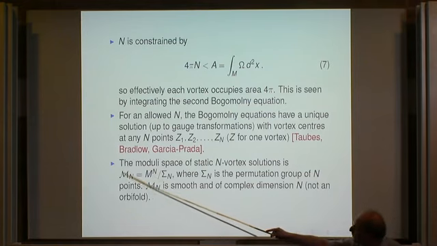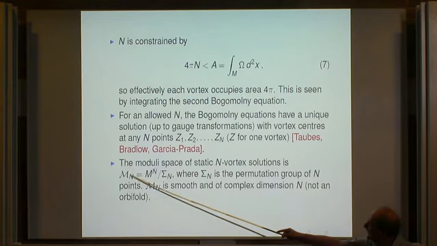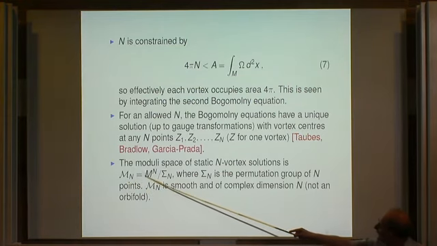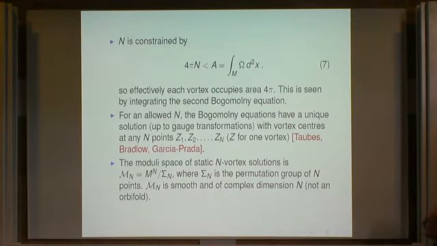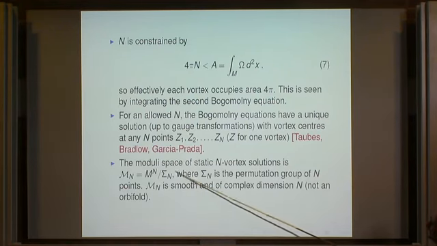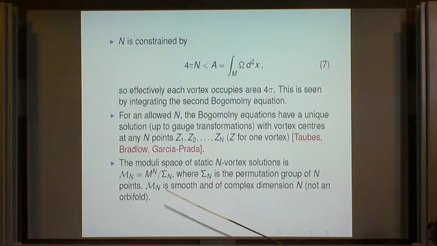So moduli space, I use this calligraphic M, and the n-vortex moduli space is the nth power but symmetrized. So this is the permutation group, and it's a well-known result in complex analysis that the symmetrized nth power of a manifold is smooth. So you might think it's an orbifold. I mean, M to the n is obviously smooth, but if you quotient by this, you might think you get an orbifold, but you don't, because the effective good coordinates are the symmetric polynomials in these sets.